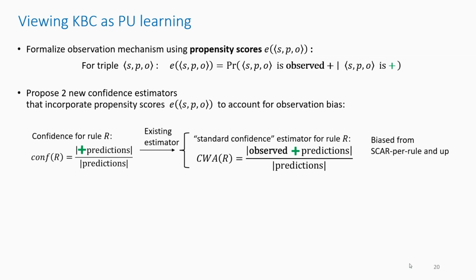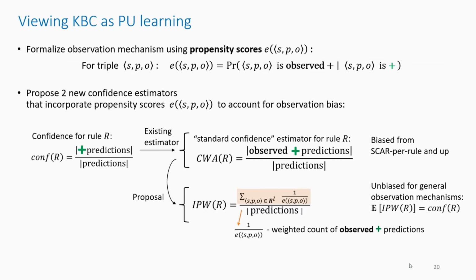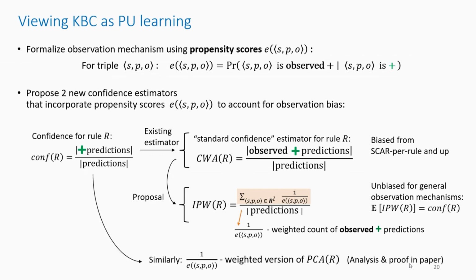more general assumptions. So what we propose to do is, instead of counting the observed positive predictions, we will use a weighted count of these observed positive predictions. And the weight that we use is the inverse of the propensity scores. So this is the inverse propensity weighted confidence. In our paper, we prove that this is unbiased for general observation biases. Now, similarly, we propose a second confidence metric in our paper, which is an inverse propensity weighted version of the PCA confidence estimator.